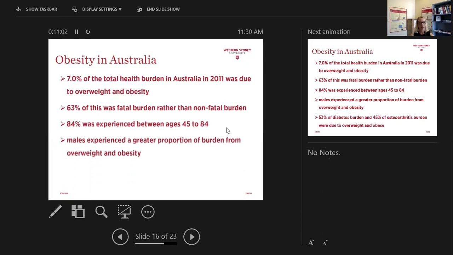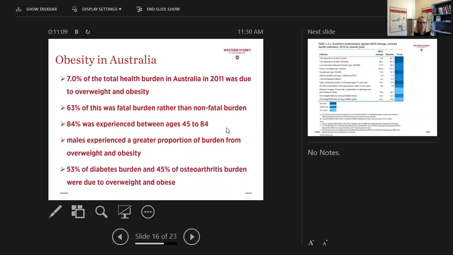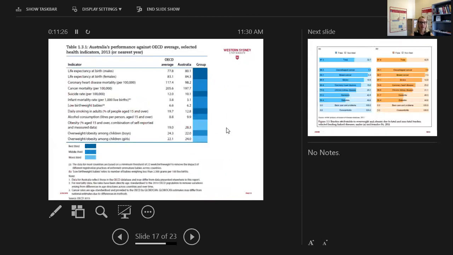And we also know that males experience a bigger burden of overweight and obesity. And again, this starts to tie into those chronic conditions, okay? So obesity is that risk factor, that precursor to so much of what is considered to be burden of disease that we just looked at in terms of diabetes, osteoarthritis, all tying back to overweight and obesity.